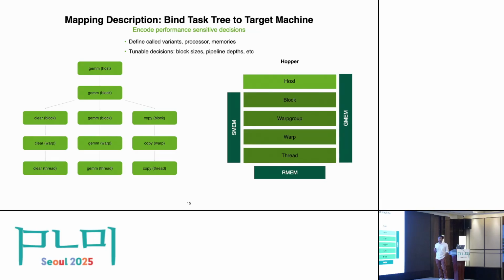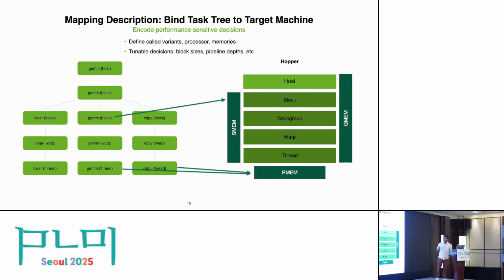We can do things like say at a particular task call site, what variant should run? What processor should that task run on? What memories should it put all its tensors into? Then we can also specify a variety of tunable decisions, kind of hooks into the compiler. Things like what block sizes to use, how deep should you software pipeline this loop, and so on.